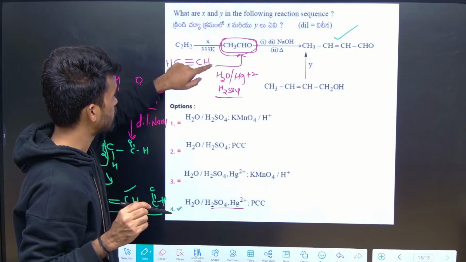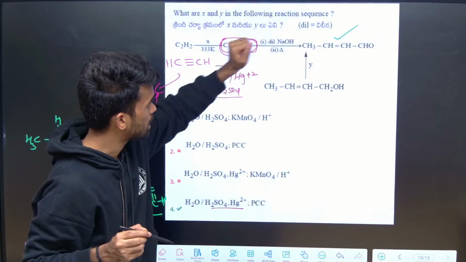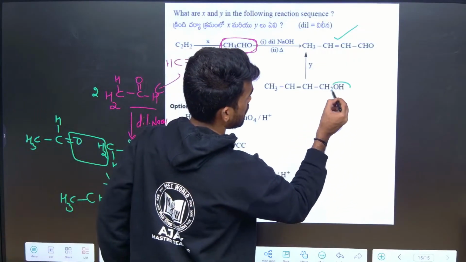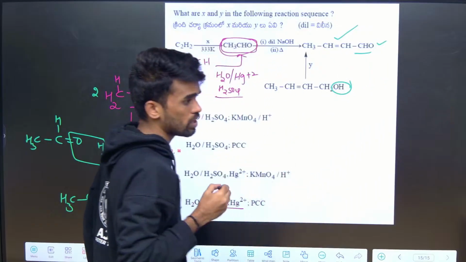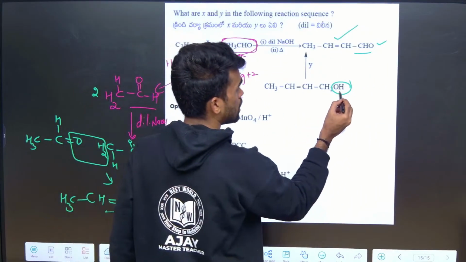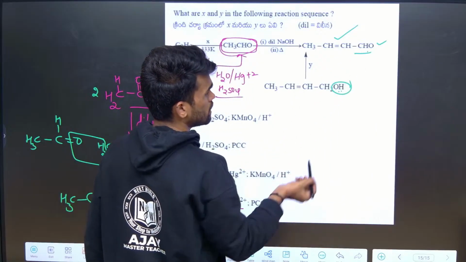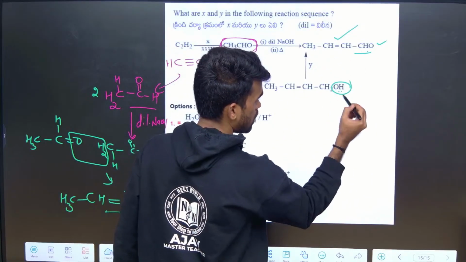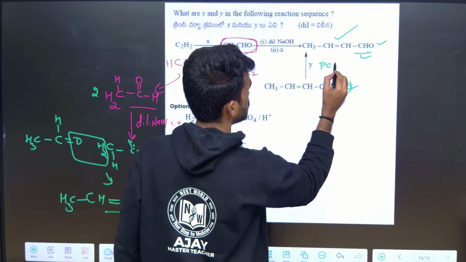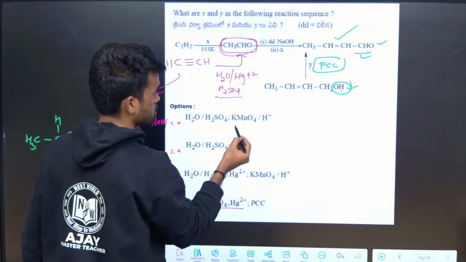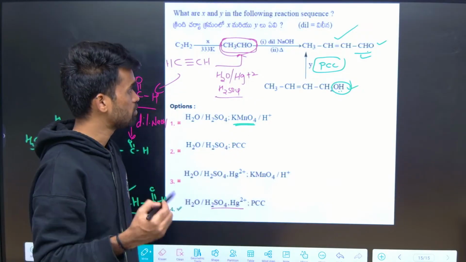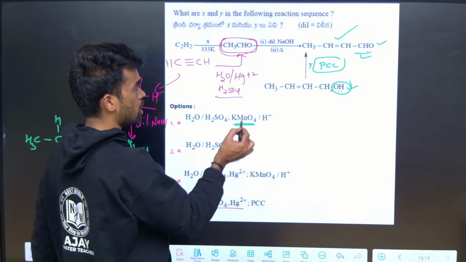Now X is done and they are asking for Y. How can we get this Y? It means we need to convert this alcohol to this aldehyde, using some oxidizing agent that will oxidize the alcohol to the aldehyde. PCC is definitely one of the reagents as per the options. If we use KMnO4, further oxidation takes place and it may give a carboxylic acid, so that is not the correct one.